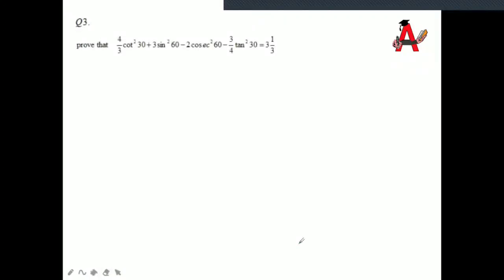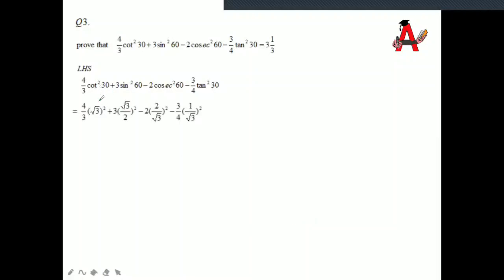The third question is, prove that 4 by 3 cot square 30 degree plus 3 sin square 60 degree minus 2 cosec square 60 minus 3 by 4 tan square 30 is equal to 3 1 by 3. This is pretty simple. Directly substitute the values. So let's take the left hand side. 4 by 3 cot square 30 plus 3 sin square 60 minus 2 cosec square 60 minus 3 by 4 tan square 30. You know that tan 30 is 1 upon root 3.